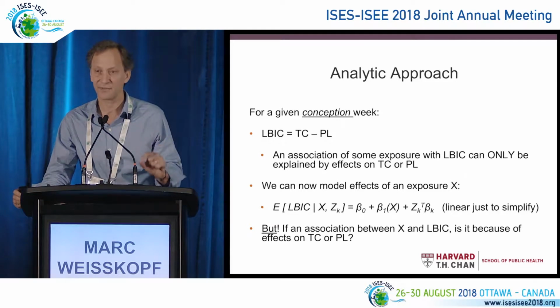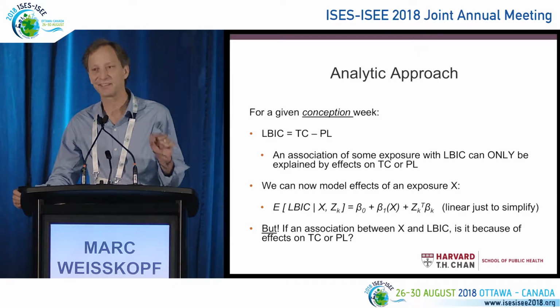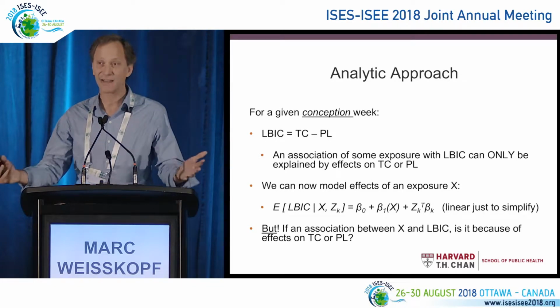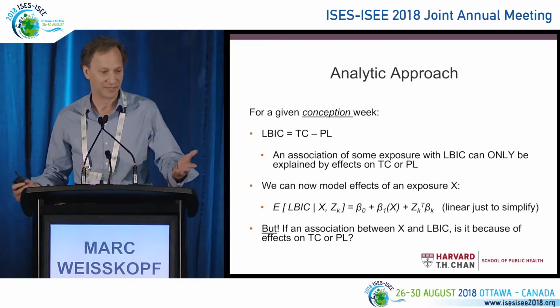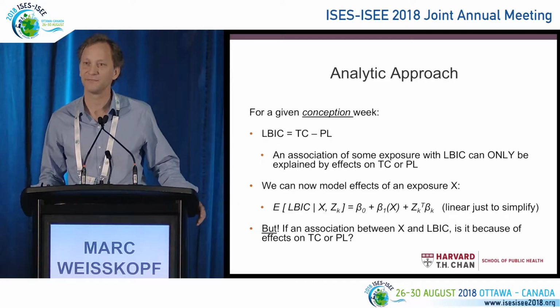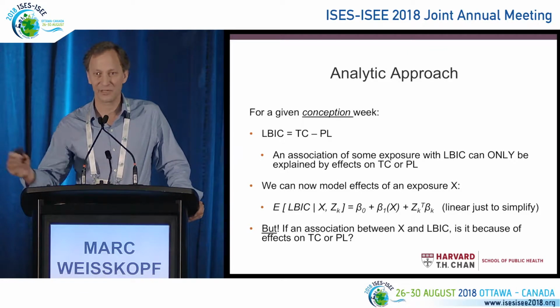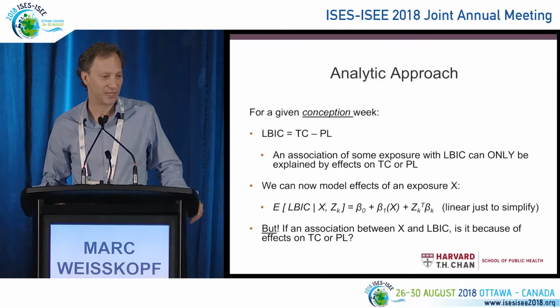But if there is actually an effect of some exposure X on live birth identified conceptions, it has to be acting through an effect on conception or an effect on pregnancy loss. Those are the only two possibilities. That is modelable in the way we do all of our models, and that's just described down below in a linear fashion, with Z being the covariates that you want to adjust for. It's everything we do. You can do whatever approach you like.